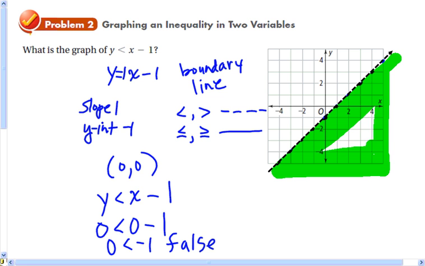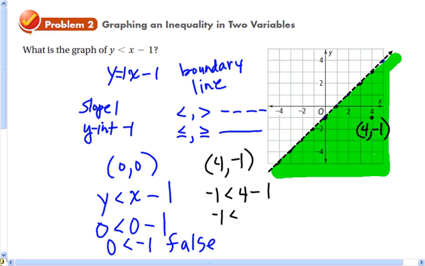So all of that is shaded, and let's just pick a random point inside there, like say this one right here, the point 4, -1. If I substitute 4 for x and -1 for y, I find that I get -1 is less than 3, and that is definitely true. And likewise, any other point in this shaded region will be true.